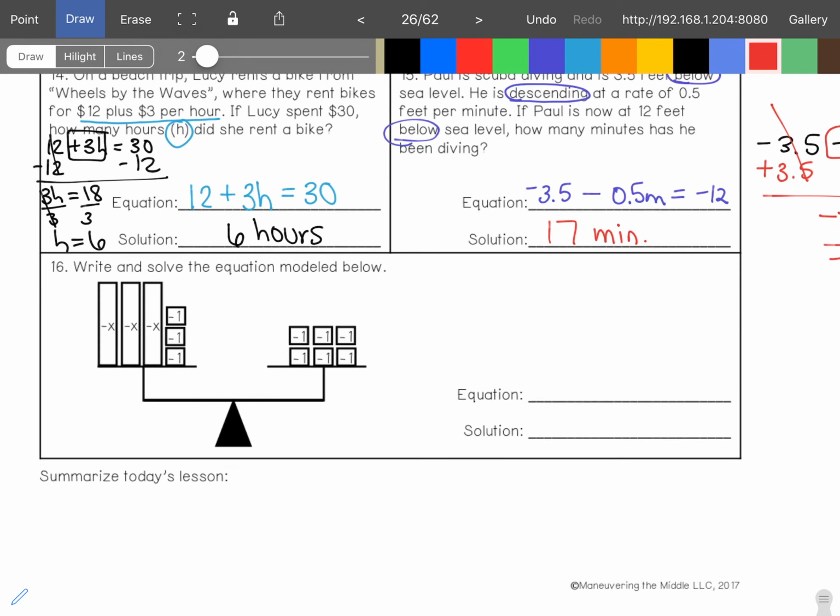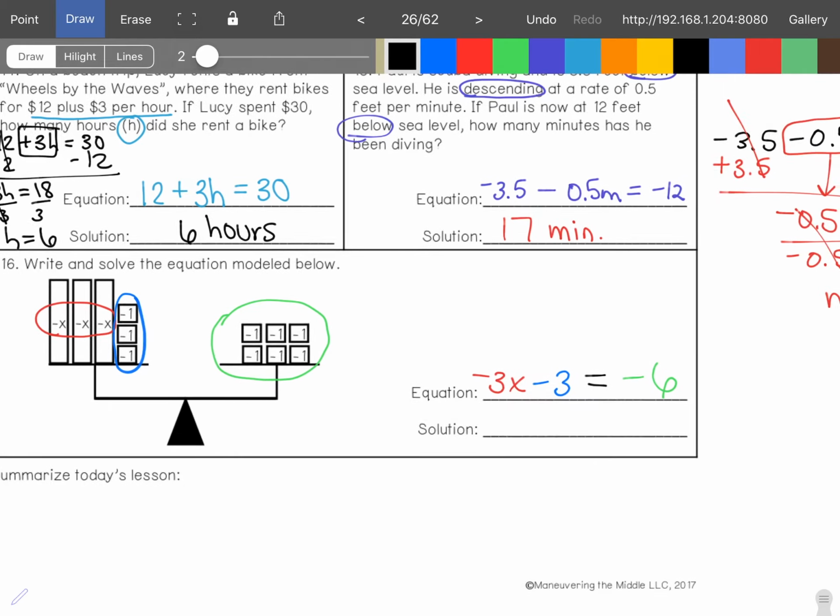All right, and number 16, write and solve the equation modeled below. I feel like these are pretty easy here. If we look here, we've got negative x's, and there's 3 of them, so negative 3x. And then we have 3 negative 1s, so it's going to be a minus 3. And then we're going to use our equal sign because we've got our little balance beam. And then over on the other side, we see that we have 6 of the negative 1s, so that'd be a negative 6. And then we just need to solve it.